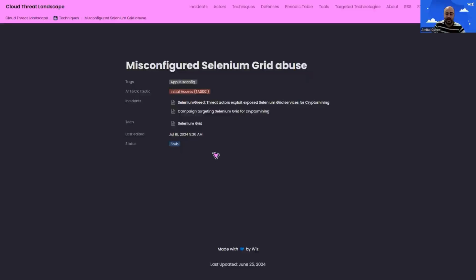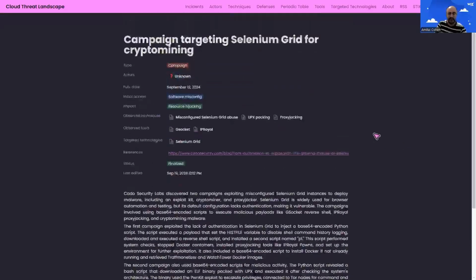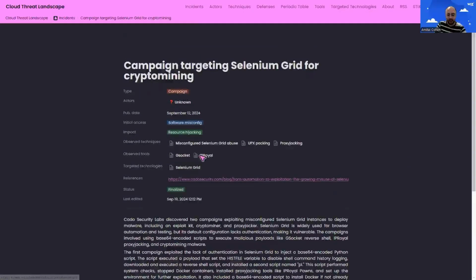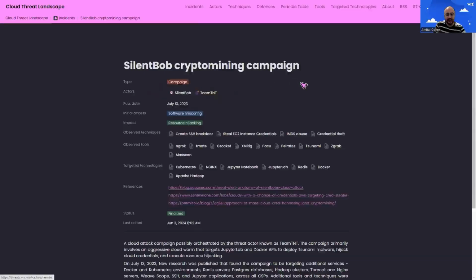So we click there, and then we can see here that there were 2 incidents in total, the one that I spoke about and another one discovered by another company. And then we can see here that that company found that the threat actor was using different tools in this case. For example, they were using gsocket and IP Royal. We can see what other threat actors have been observed using gsocket. So let's look at the Silent Bob crypto mining campaign. And then you can sort of pivot between tools, techniques, targeted technologies. And this is incredibly useful to learn more about the cloud threat landscape.